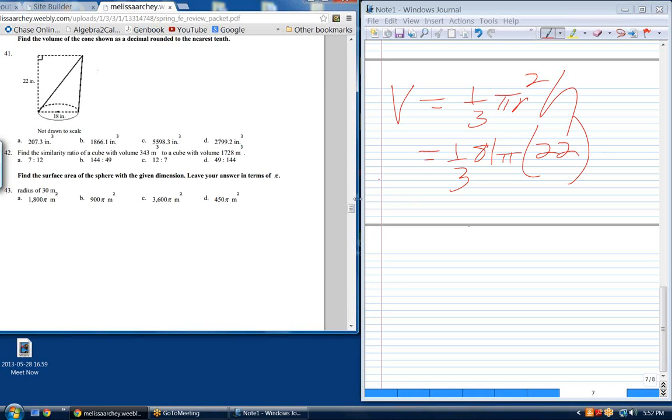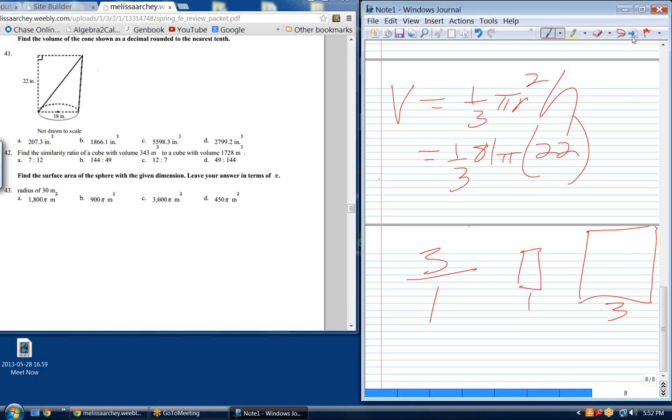Okay. If I told you the similarity ratio between the sides of two squares was 3 to 1, in other words, I have a square here, and I have a bigger square over here, and their side ratio, this is 3 and this is 1. So their similarity ratio is 3 to 1. What's the area ratio? 9 to 1.